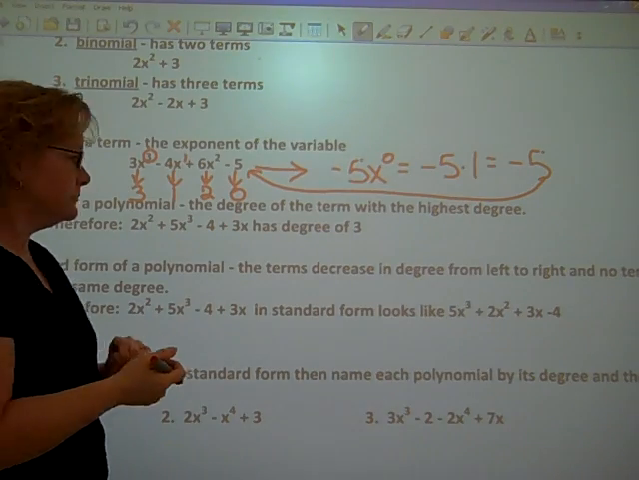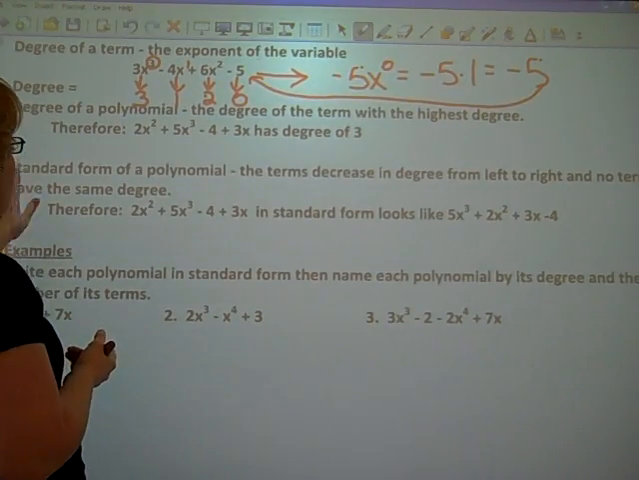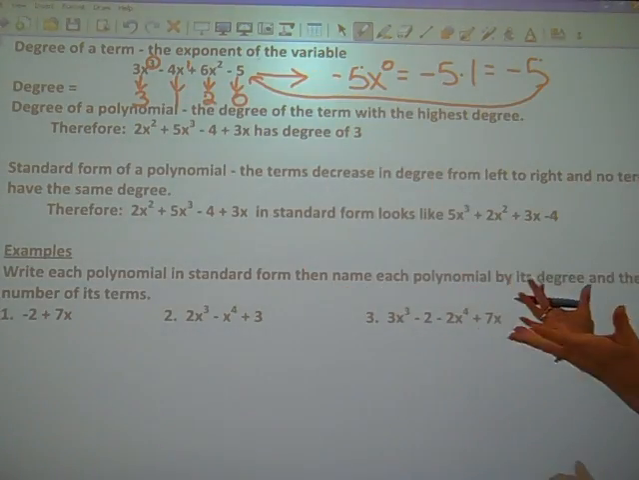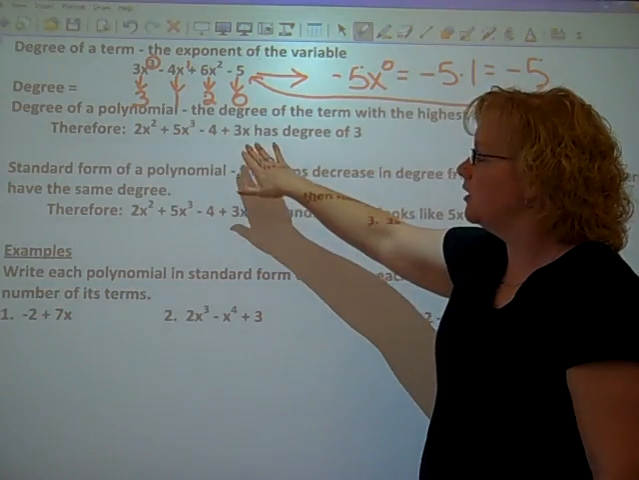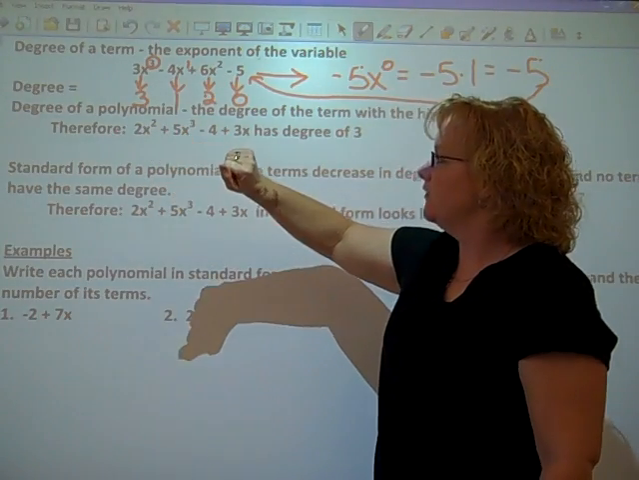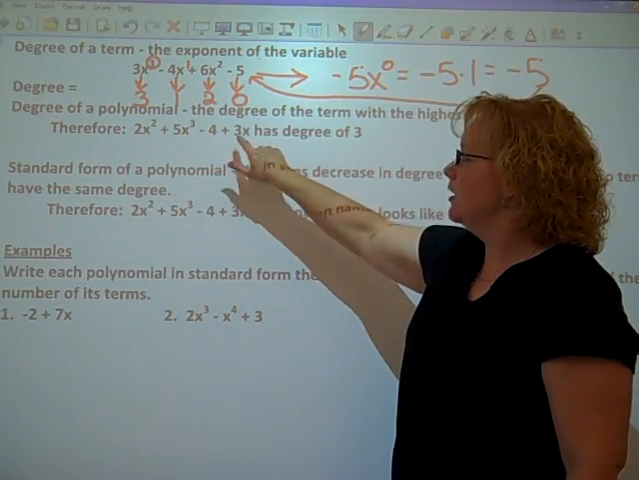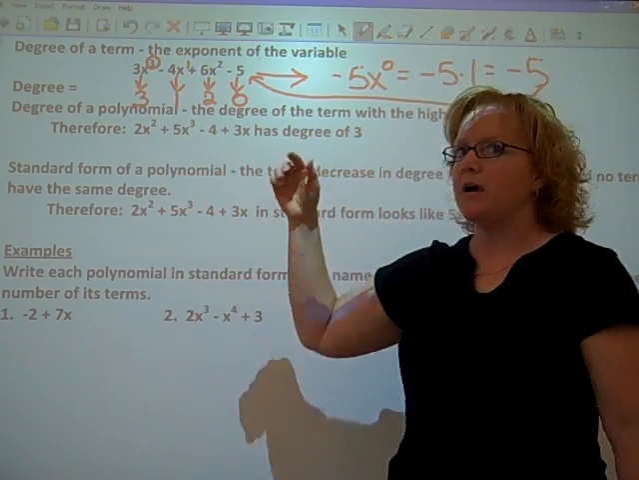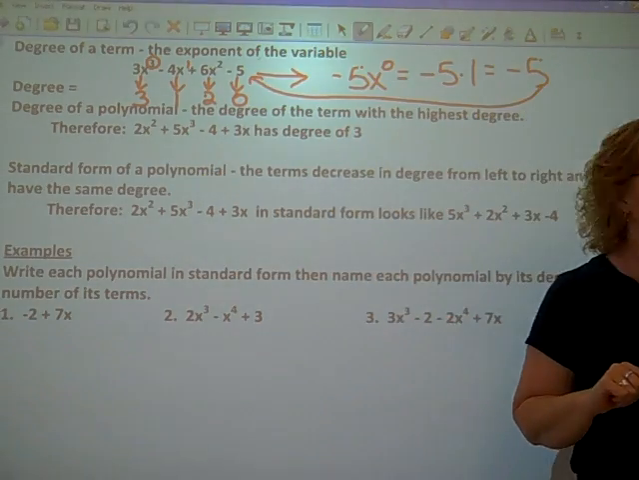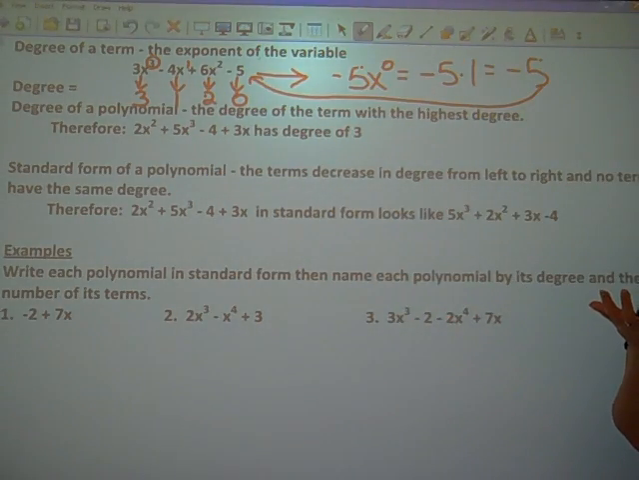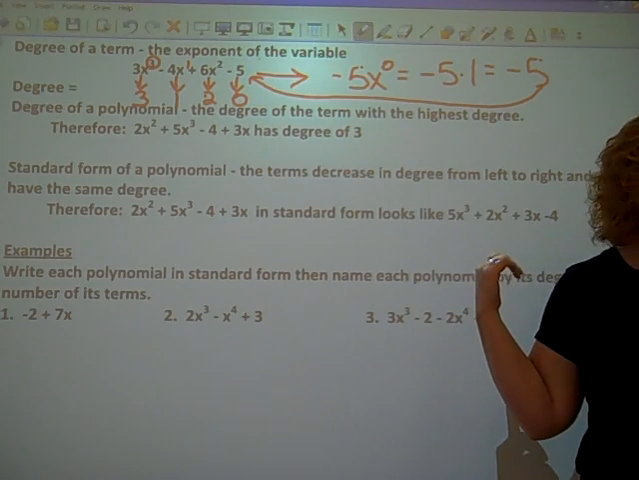Everybody still with me? All right, so what they're going to ask you for in your homework is the degree of the polynomial. The degree of the term with the highest degree, that's the degree of your polynomial. So if I look at this one, here's a polynomial. I have 2x squared plus 5x cubed minus 4 plus 3x. I look through and I say, what's my highest exponent? It is 3. That is the degree of my polynomial. Okay? So I know you're going, seriously? This is all we have to do? This is it so far. Okay, so you can do it, right? Not a problem so far.